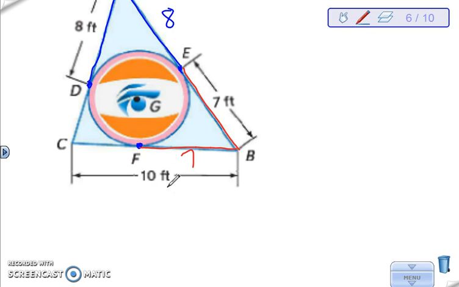If there's 10 feet from B to C, then in order for everything to add up properly, we need 3 feet from C to F, which means there should be 3 feet from C to D, because again, we have two tangents intersecting at a point outside of the circle.